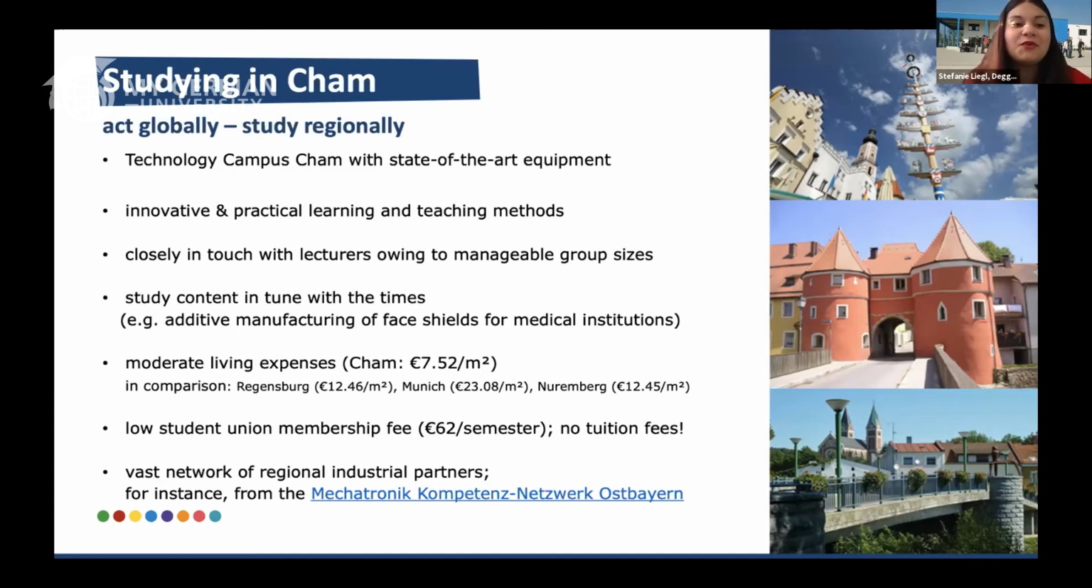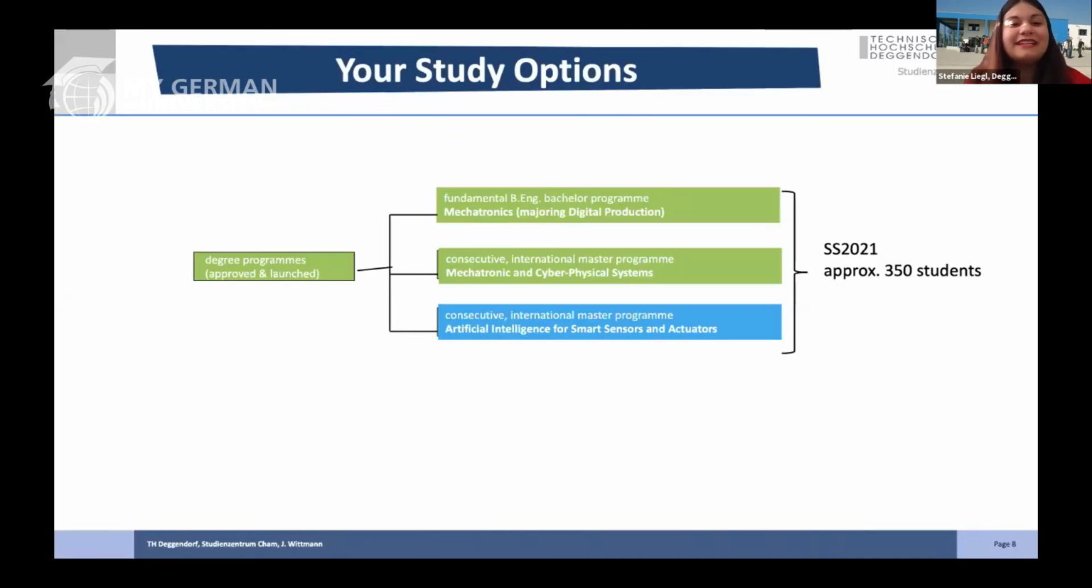Also, we are trying to be in tune with the times in terms of our lecture content. We are trying to modernize as much as possible. Also, there's a low student union membership of 62 euros per semester, but that's everything you need to pay actually. And also we have a vast network of regional industrial partners, for instance, from the Mechatronics Competence Forum, and the Campus CAM is also part of this forum. Next slide, please.